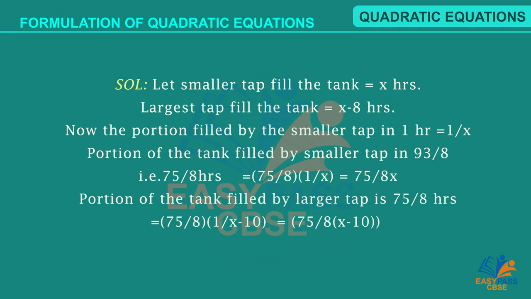It is given that the two taps fill the tank in 75 by 8 hours. Therefore, 75 by 8x plus 75 by 8 times (x minus 10) is equal to 1. On simplifying, you get 4x square minus 115x plus 375 is equal to 0, which is the required quadratic equation. Now, all examples are over. Let us solve the exercise questions on this concept.